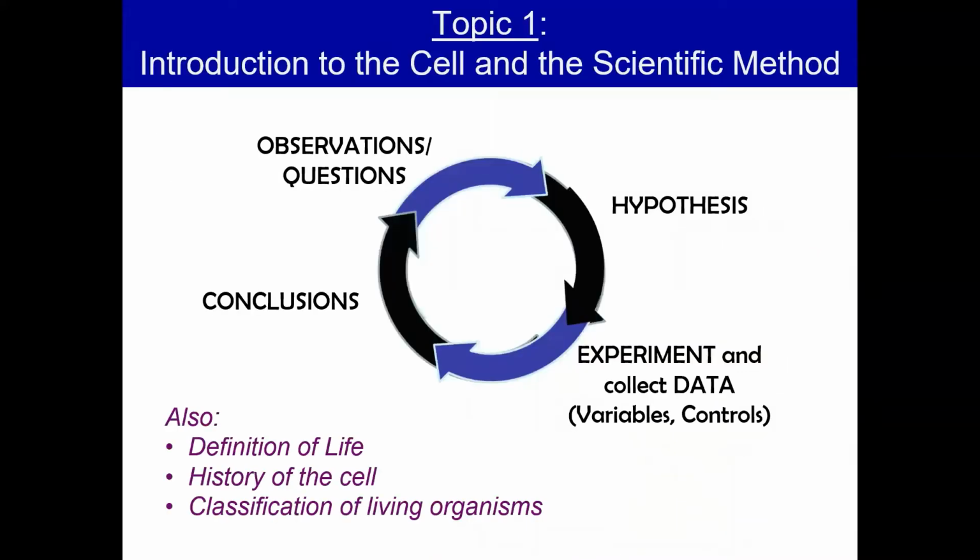So topic one, going way back to January, was an introduction to the cell. We talked about the history of the cell, people like Robert Koch and Louis Pasteur. We talked about what is life and the characteristics of life, and then the classification of living things and how to name them. So take a look at the nomenclature rules on binomial names. Then we finished off talking about the scientific method. So what is a hypothesis?